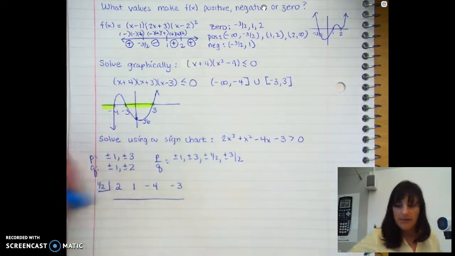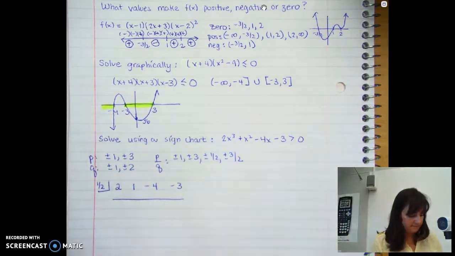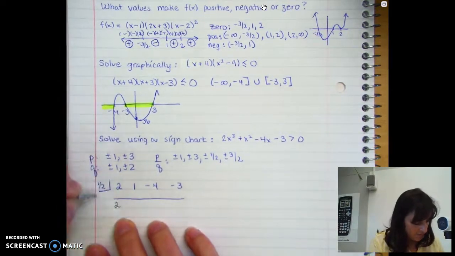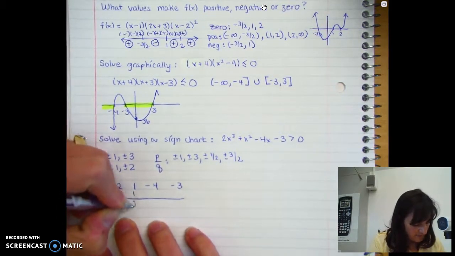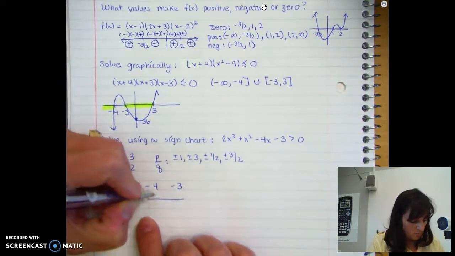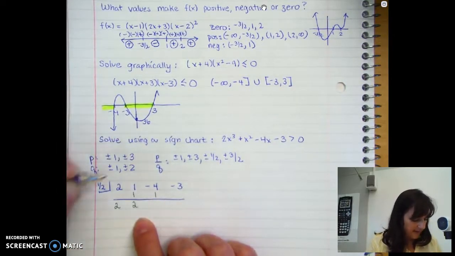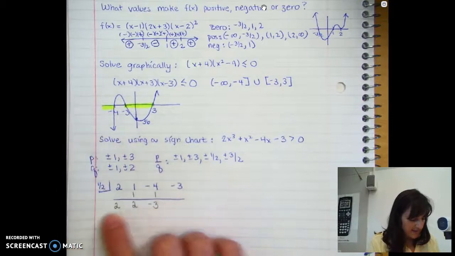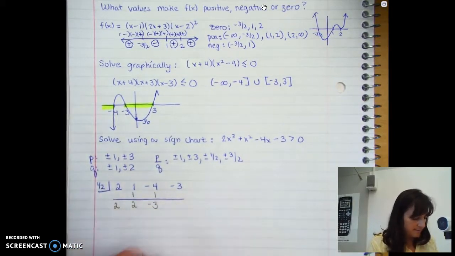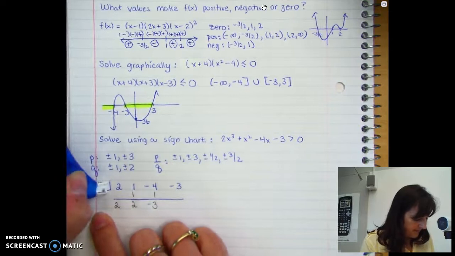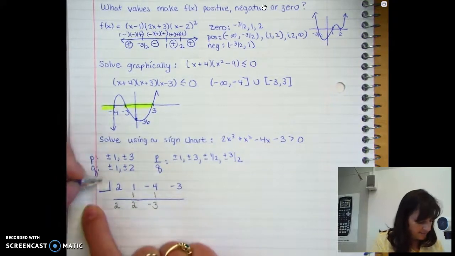In fact, I better grab a pencil just in case it doesn't. Let's pull down the 2. 1/2 times 2 is 1. When I bring down the 2, I'm going to get 1 again, and that's going to give me negative 3. I can see that 1/2 isn't going to work. So let's try 3/2.